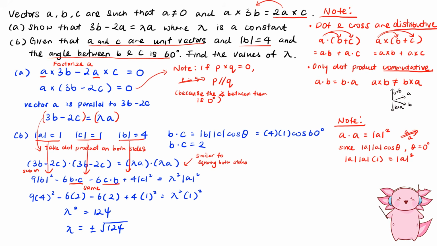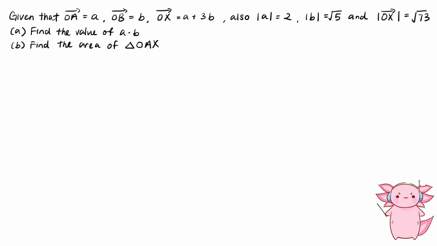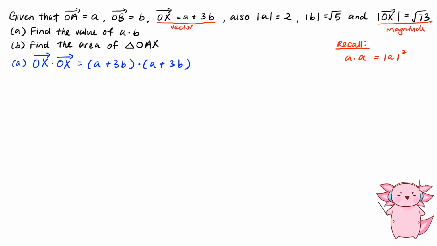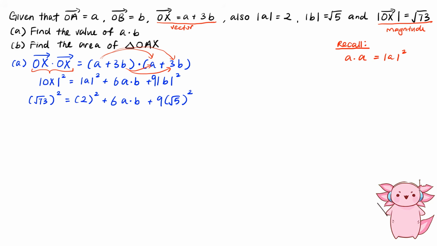For this question, since we're given the vector OX and the magnitude of OX, let's try to make use of the information that OX dot OX is equal to the magnitude of OX squared. And after expanding out the dot product, and since it's commutative, we can combine the like terms together and sub in the values of the magnitude of OX, the magnitude of A and B, which gives us A dot B is equal to 4.